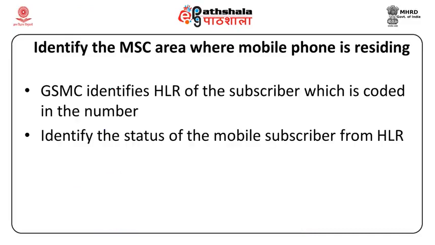Now, the GMSC should forward this call to the MSC area where the phone is residing. Now, this is a mobile terminating call. We know that GSM provides roaming, so the mobile phone can be anywhere in the GSM network. So, how do we identify where the mobile phone is residing? The information about the MSC or VLR area in which the mobile phone is residing has to be retrieved.